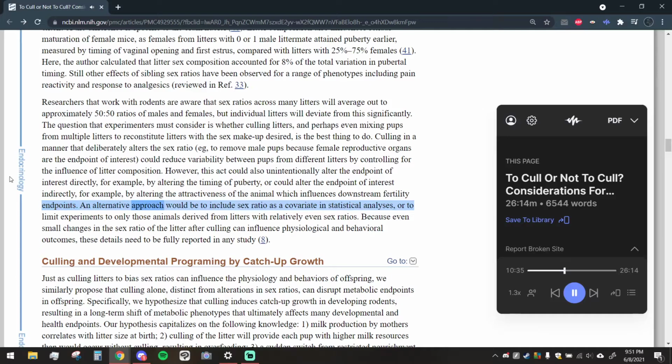An alternative approach would be to include sex ratio as a covariate in statistical analyses, or to limit experiments to only those animals derived from litters with relatively even sex ratios. Because even small changes in the sex ratio of the litter after culling can influence physiological and behavioral outcomes, these details need to be fully reported in any study.